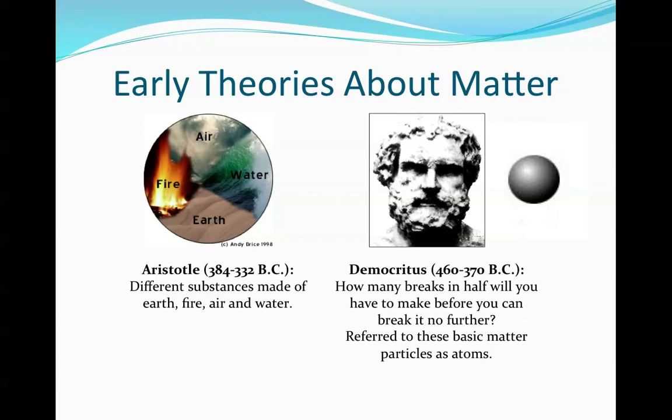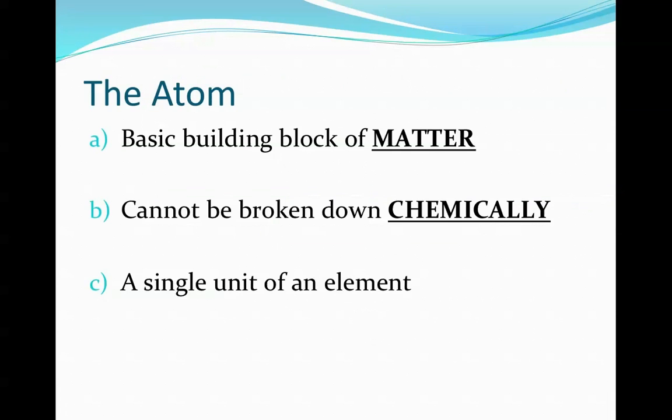So a couple of early theories about matter: Aristotle believed that different substances were made up of basically four items, either earth, fire, air, or water. And right around the same time, a little bit later, Democritus started thinking, well, if I can keep breaking something in half, at what point will I reach when I can't break it any further? And he thought this particle would be referred to as an atom. And while we know now that he was on the right track, at the time, Greeks in the world accepted Aristotle's idea. However, about 2,000 years later, we're going to see a little bit more about how this atom was more thoroughly investigated.